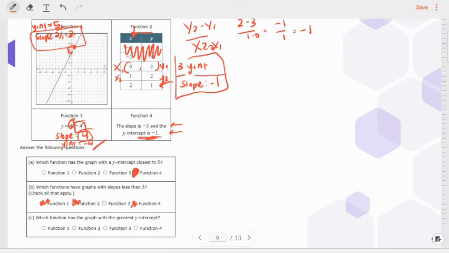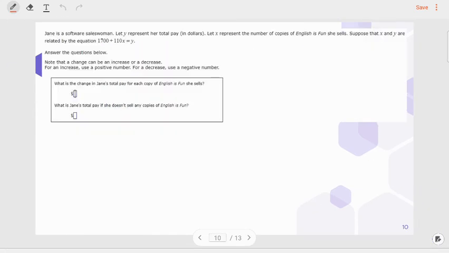Okay, part C says, which function has the graph with the greatest y-intercept? Let's go back and look at those y-intercepts. Looking around, looks like the greatest y-intercept is function 1 with a y-intercept of 5, and nothing else is bigger. So function 1. And that's how I answer those ones.